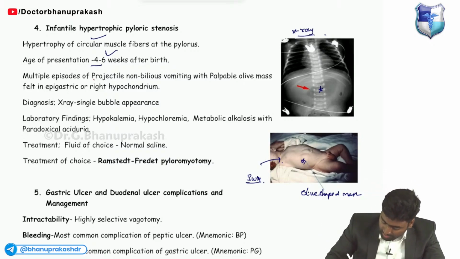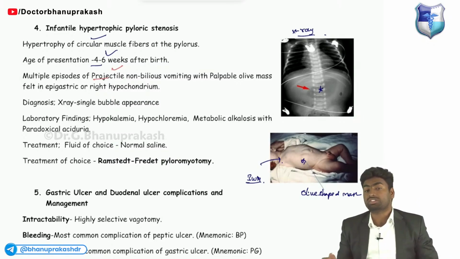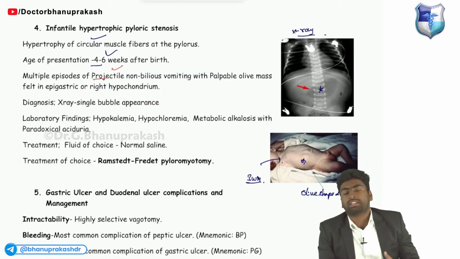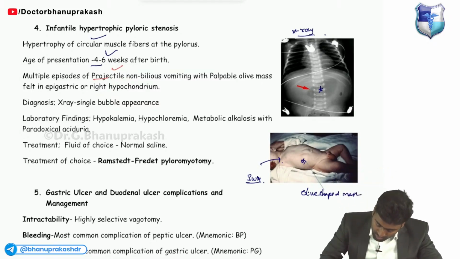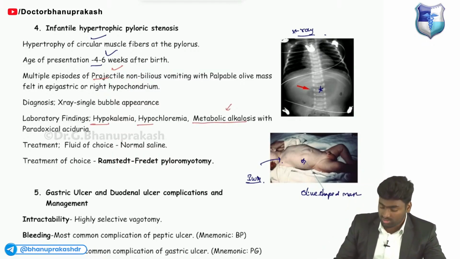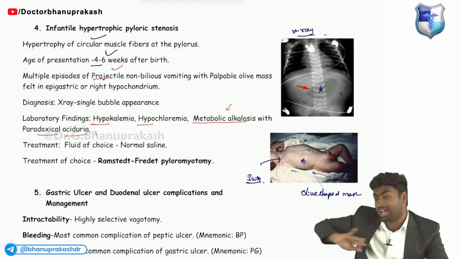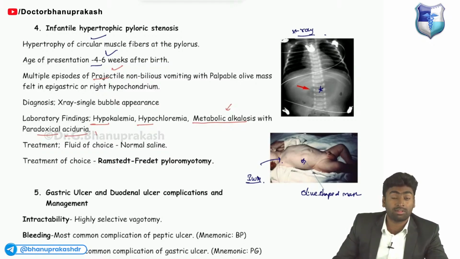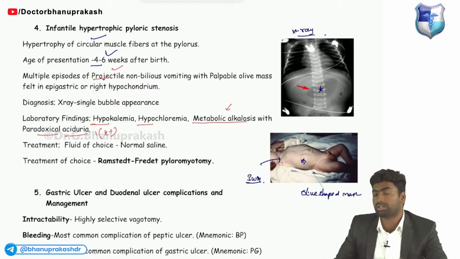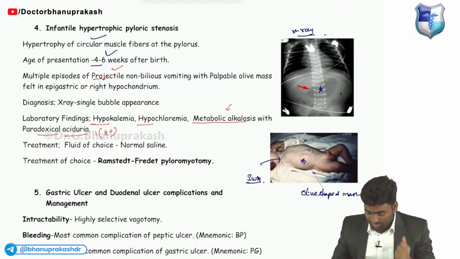Fine. There will be multiple episodes of vomiting, and because of this there will be loss of the ions in the acidic component. So it will lead to hypokalemic, hypochloremic metabolic alkalosis. But instead of maintaining the alkalosis, the kidney will send more acid to the outside to save the potassium. So it is known as hypokalemic, hypochloremic metabolic alkalosis with paradoxical aciduria.